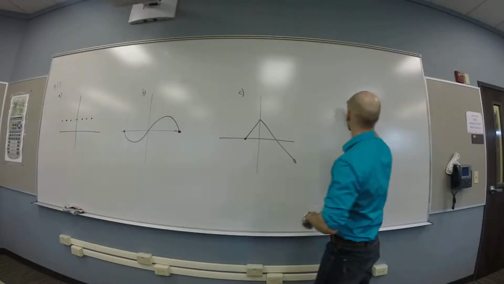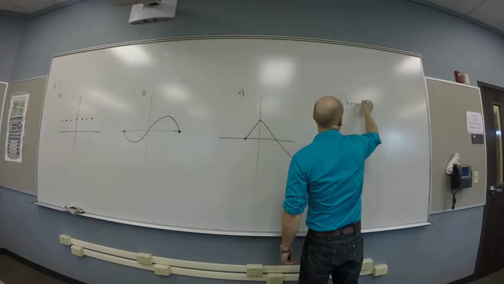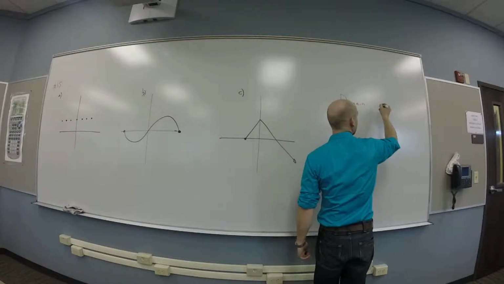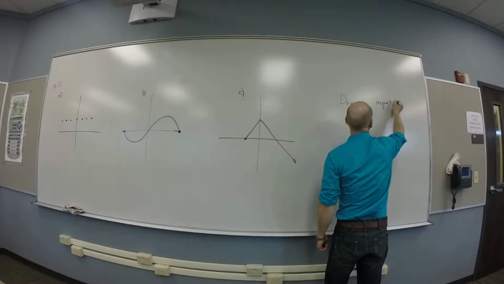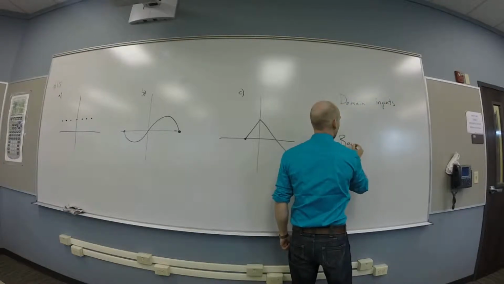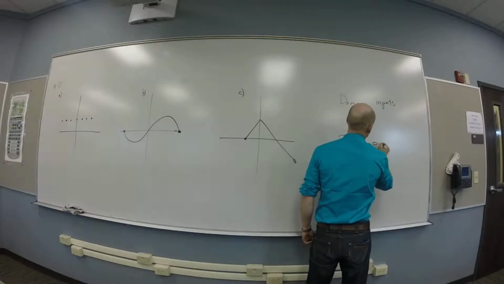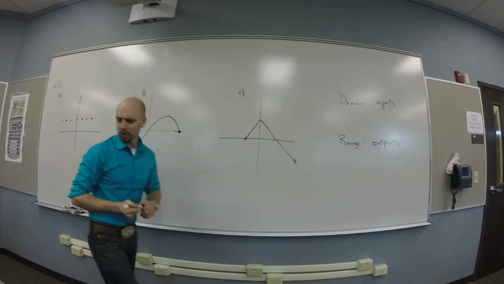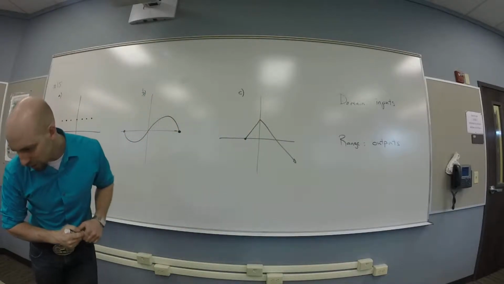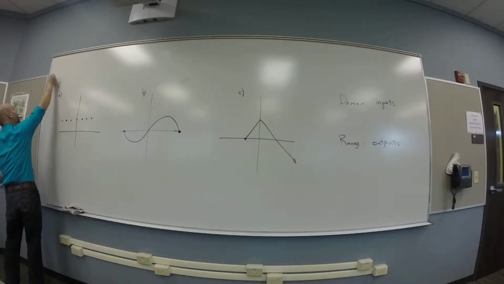Do we remember those words? What you put in, the input. Okay, so the domain is the set of inputs, right? And the range is the set of outputs. Okay, so I'm looking at these. Where's this from, by the way? This is 8.1.